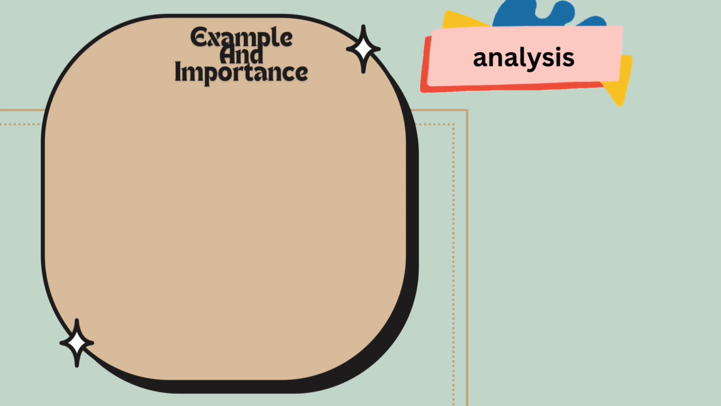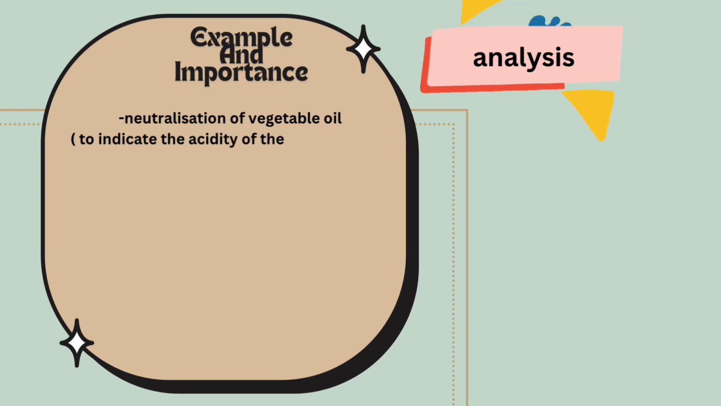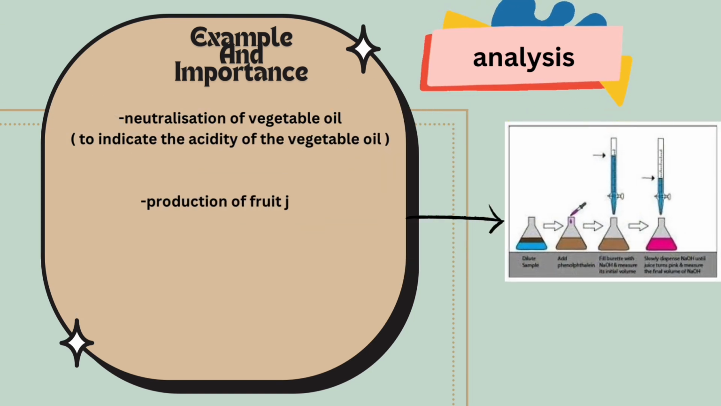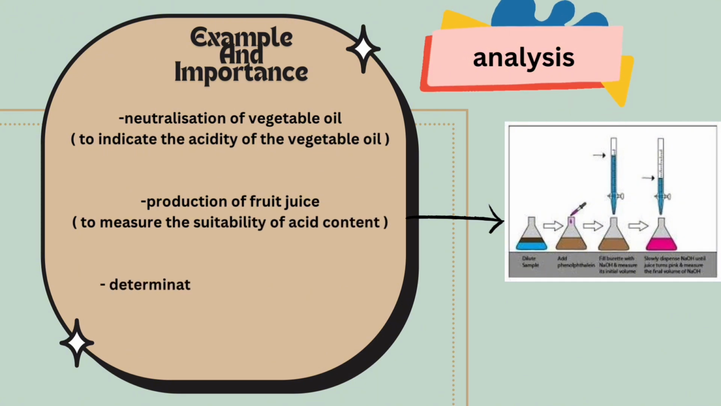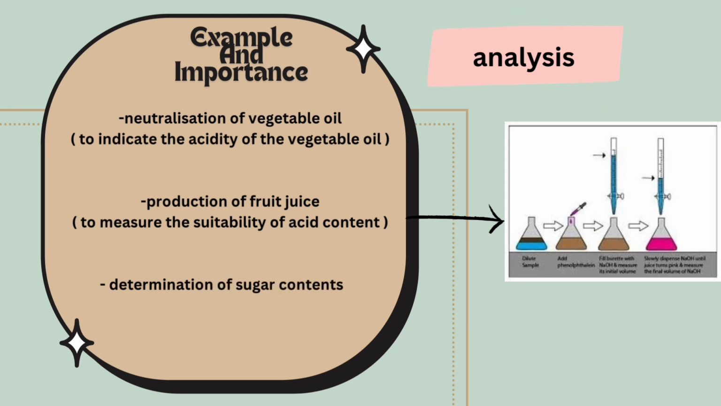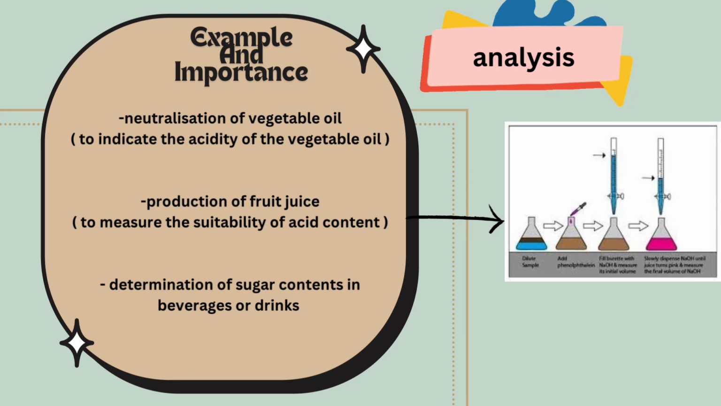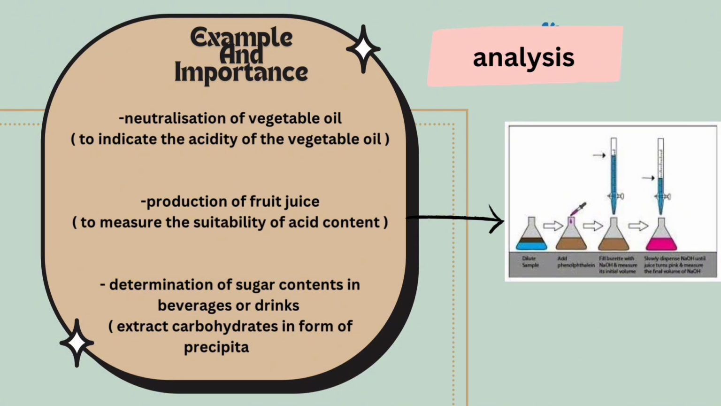Now, let's see a few other examples of volumetric analysis and its importance. First, we have the neutralization of vegetable oil, where, in this case, scientists try to know how much base is needed to neutralize the amount of vegetable oil. This will eventually indicate the acidity of the oil. Next is the production of fruit juice. Volumetric analysis helps to measure the suitability of the acid content in fruit juice. Phenolphthalein is used as an indicator. Last but not least is the determination of sugar contents in beverages or drinks. The process is via titration, in which carbohydrates will be yielded as precipitates that can be quantified.